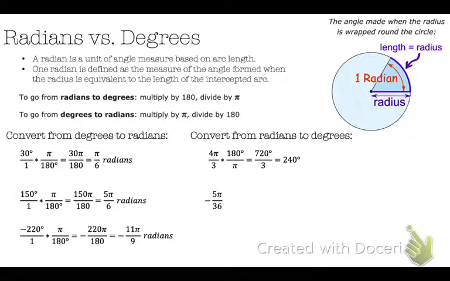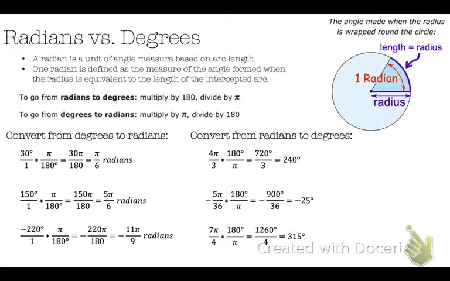If you have this one, negative 5 pi over 36, multiply that by 180 over pi. The pi's cancel, and I have negative 900 over 36, which is negative 25 degrees. Do one more, so 7 pi over 4, times that by 180 over pi. The pi's cancel, and I get 1,260 over 4, which is 315 degrees.